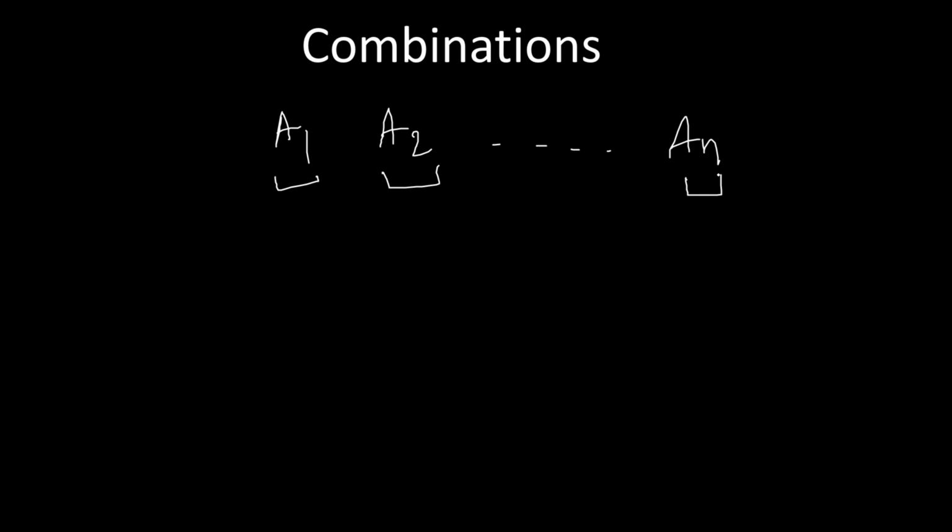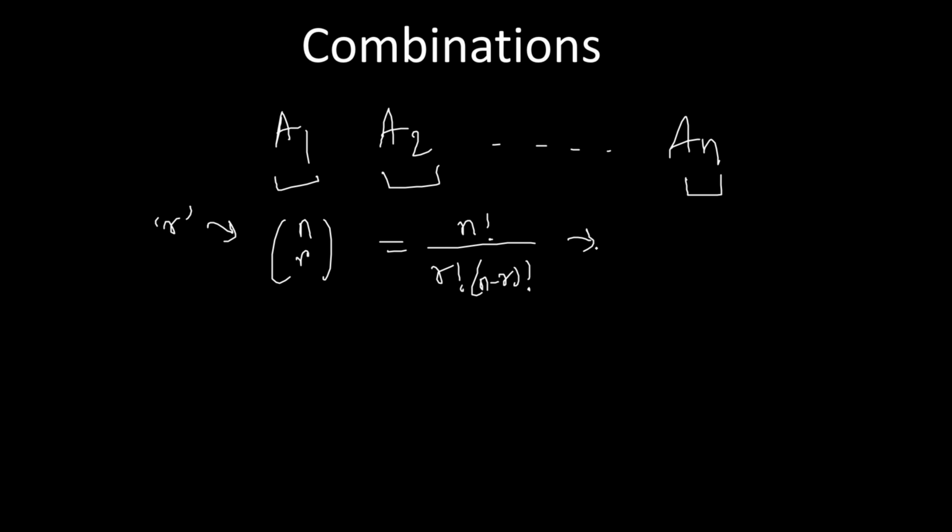Now, if these are distinct, the number of ways to choose any r of them, as you saw, is given by n choose r. This is called the binomial coefficient, and its definition is n factorial upon r factorial into n minus r whole factorial. We also follow the convention that 0 factorial is 1, and the factorial of any negative integer is 0. So these are the conventions that we follow.